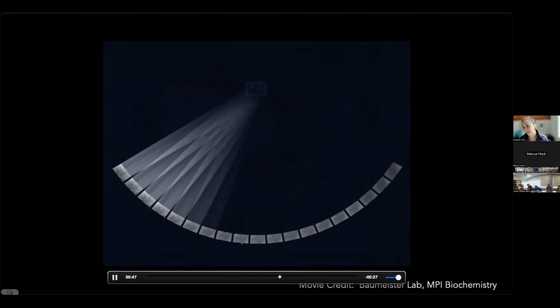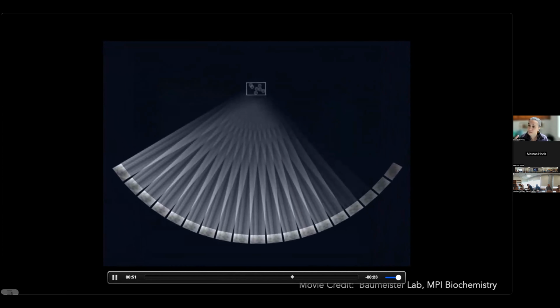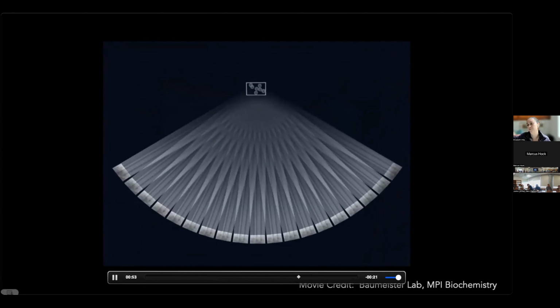And now we have all of these projections. For those of you who are math inclined, each of these projections corresponds to a plane in Fourier space, so we can fill out Fourier space in 3D, and then do an inverse Fourier transform to real space. And what we have is a tomogram, which you will see right now.